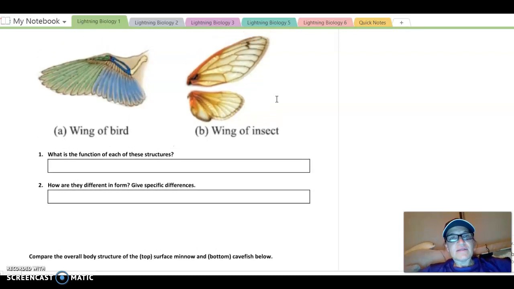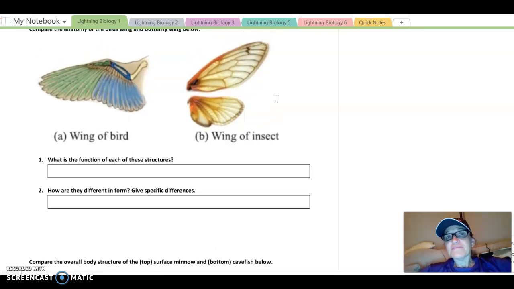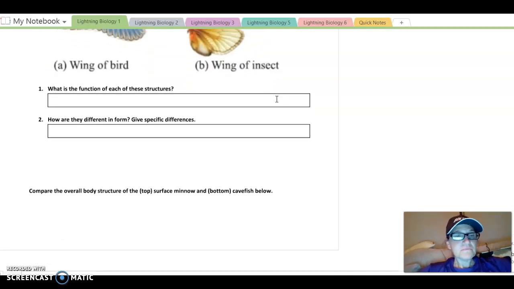If we were to then say, okay, how about a bat? Would a bat be more closely related to a bird or to an insect? Well, a bat has bone structure, and so structurally it has greater similarity in homology and structure to a bird, which would indicate that a bird and a bat would be more closely related.